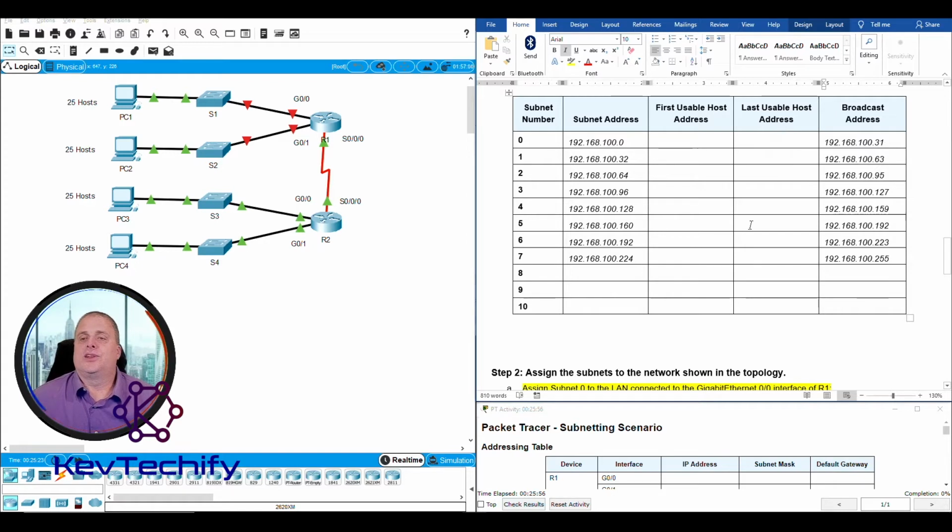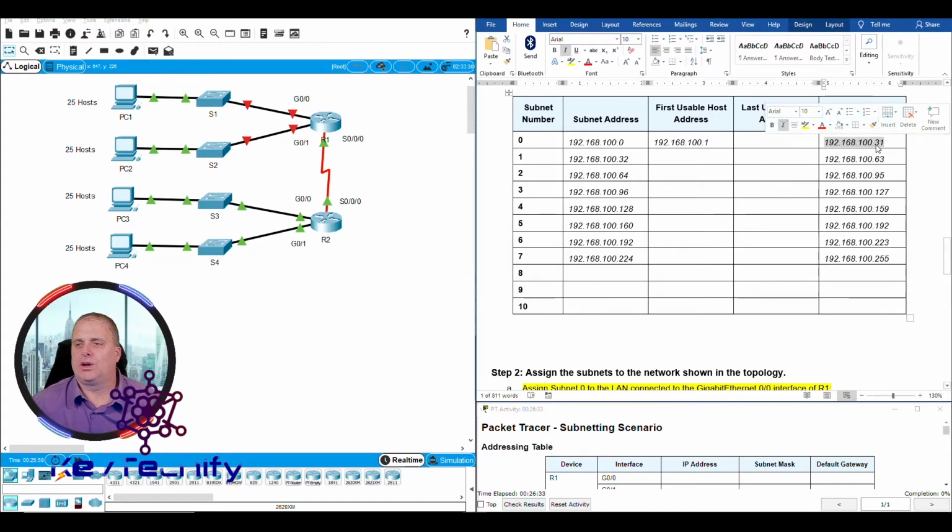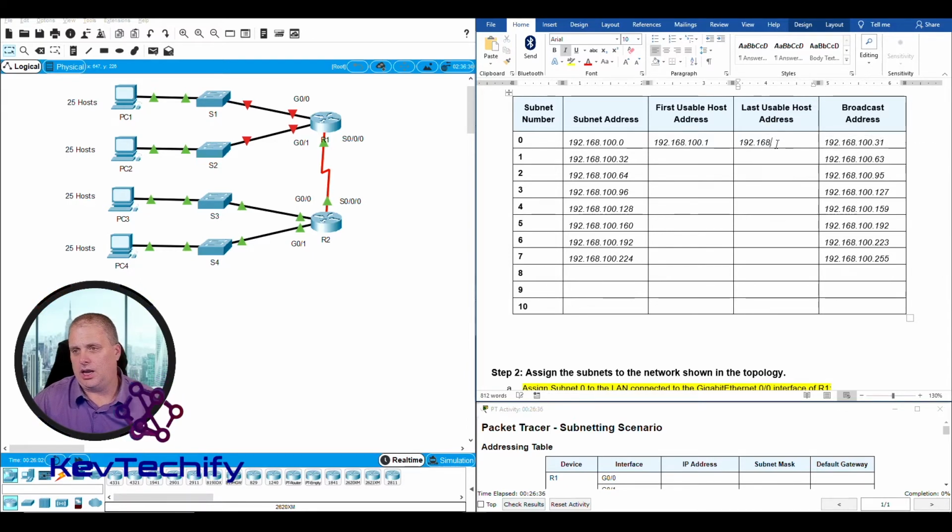What's left here is to fill in the first usable host and the last usable host address. Once again, you can't use the first IP address. That's the subnet address, the network address. You can't use the last one. That's the broadcast address. You can't use these 2. What you have to do is use 1 more than this. And so that gives us 192.168.100, and you add 1 to this. That gives us our first usable, so 0 plus 1. Last usable is 1 less than the broadcast. That gives us 192.168.100.30. That is how I fill this out.